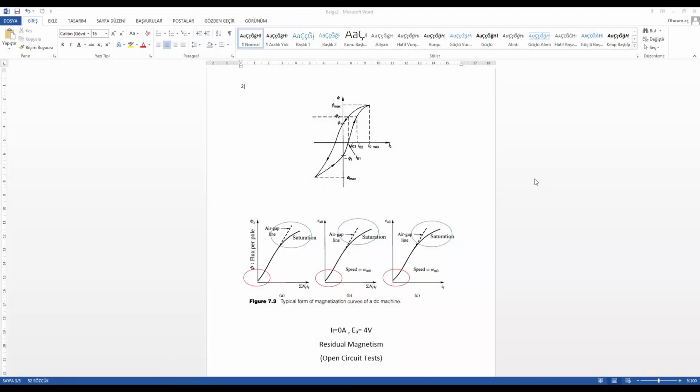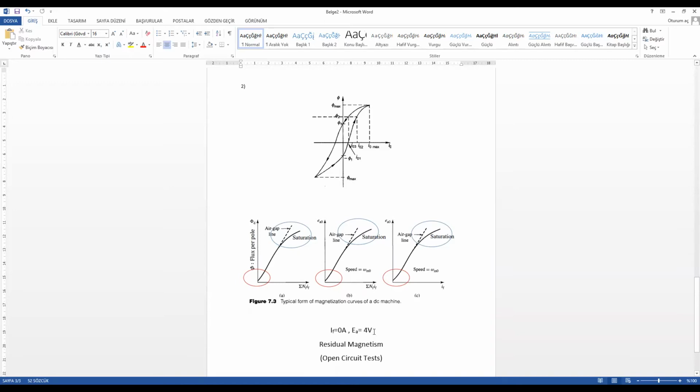In the second question, we examined the open circuit tests. In these tests, we have seen the relation between field current and back EMF. However, although we adjusted our field current to zero, we have a back EMF of approximately 4 volts.